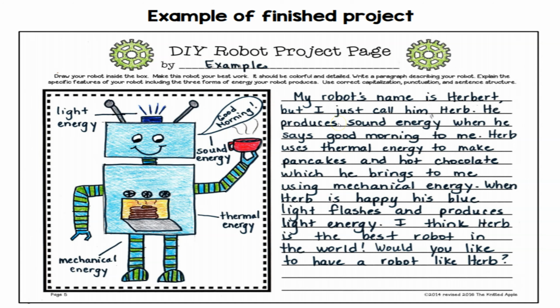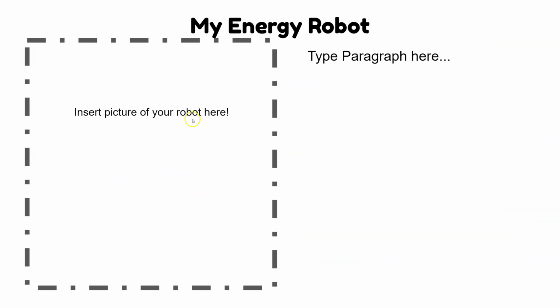And I know that in page 4, there's not a whole lot of room for you to draw your robot in that box. So if you want to draw it on like a white sheet of paper or a computer piece of paper, that's fine, so you can make it even bigger. And then if you want to, you can, on page 4, use that space to plan. But ultimately, you're going to be filling this in digitally. So you're going to be taking a picture of your robot and inserting it here, and then you're going to be typing your paragraph.